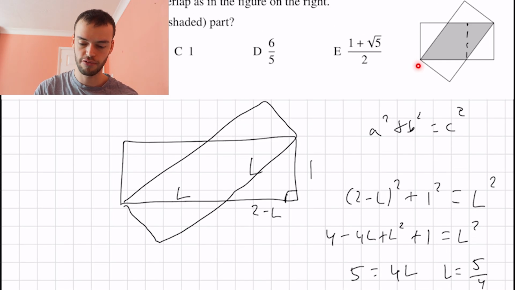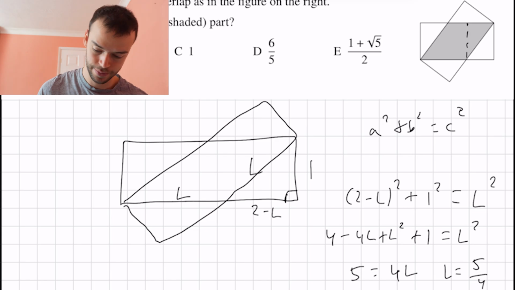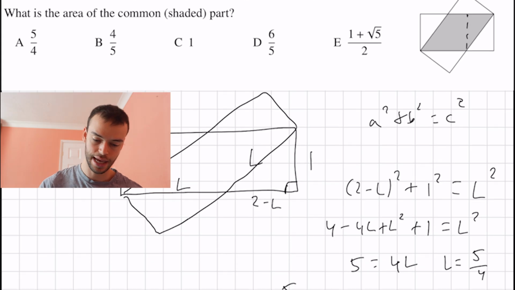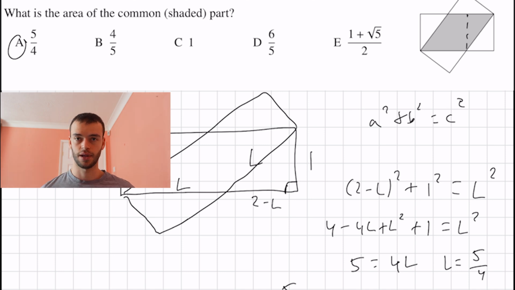To find the area of our rectangle, we just need this length times by this length. But this length is just 1. Therefore, the area of our shaded region is just going to equal 5 over 4. And that is A. So A is our solution, and we're done.